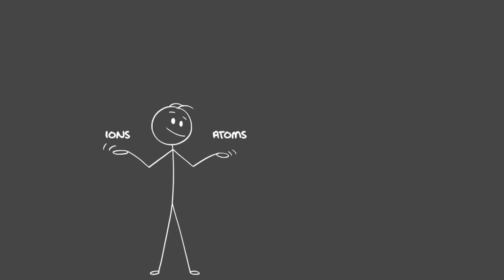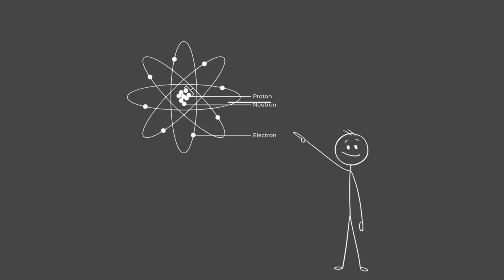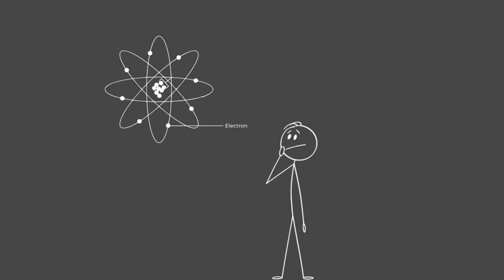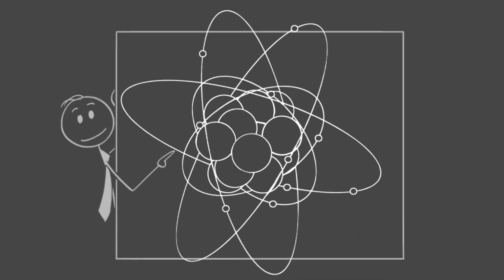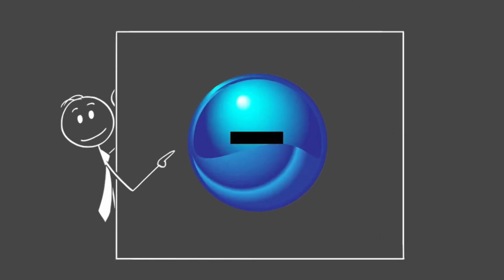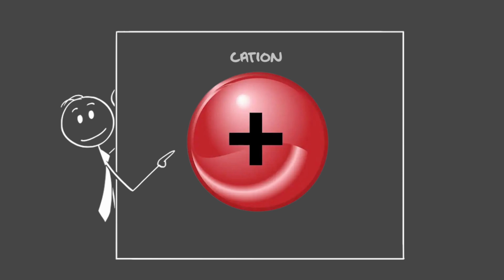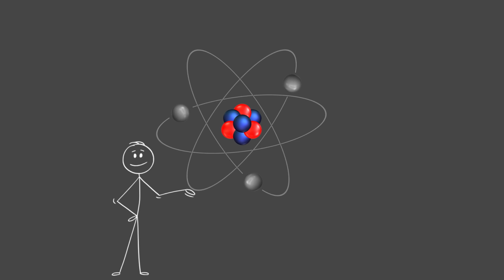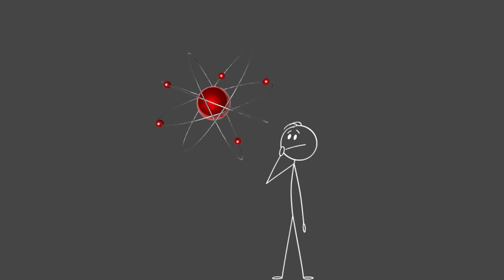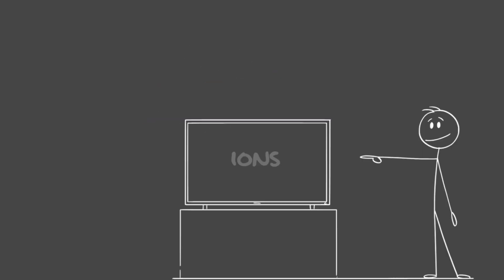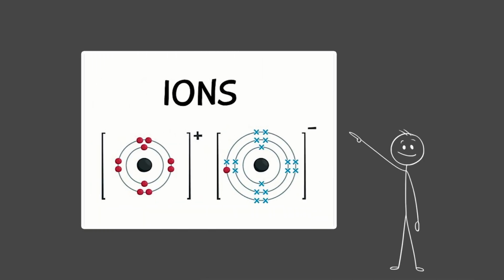Next, we have ions, which are atoms that have a charge. When an atom has an equal number of protons and electrons, it's neutral. But if it gains or loses electrons, it becomes charged. If an atom gains electrons, it has a negative charge and is called an anion. If it loses electrons, it has a positive charge and is called a cation. These charged atoms are eager to bond with other atoms to form compounds, and this is where the magic of chemical reactions happens. Ions are like the little actors in the play of chemistry, constantly interacting with one another.